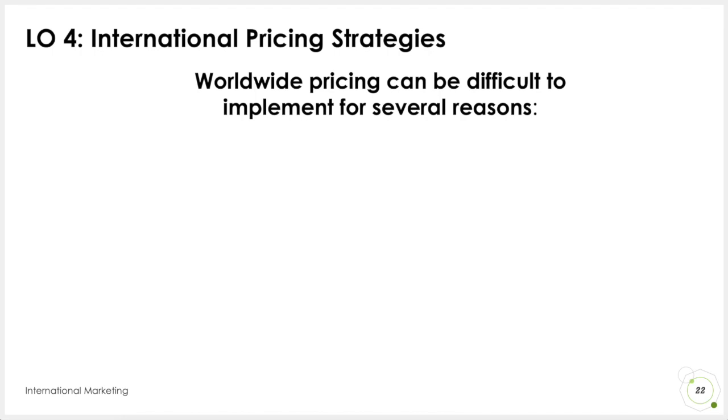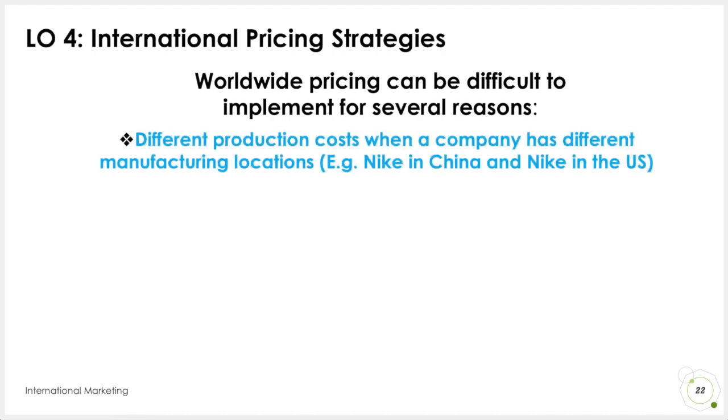However, a worldwide pricing policy can be difficult to implement for several reasons. First, production costs differ from one country to another, and selling prices may be adjusted to this additional cost. For example, the production cost for Nike in China is lower than the production cost in the United States. Therefore, the selling price will be different due to the differences in production costs in these two locations.